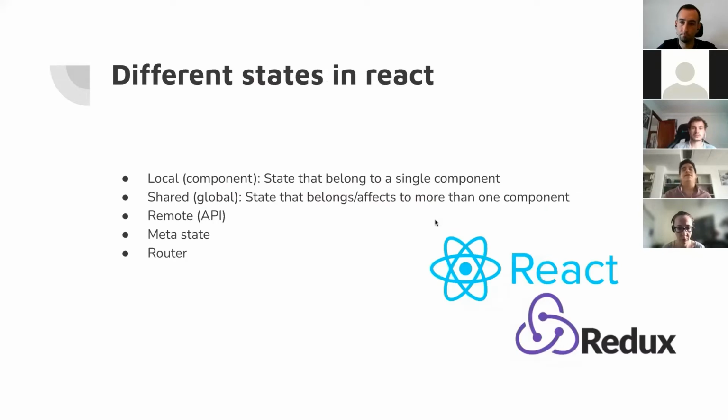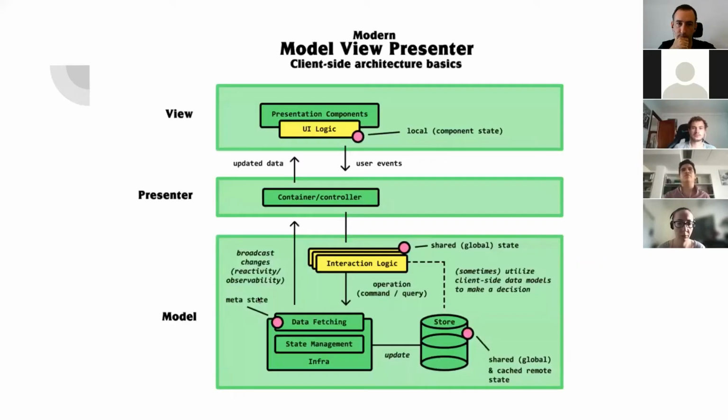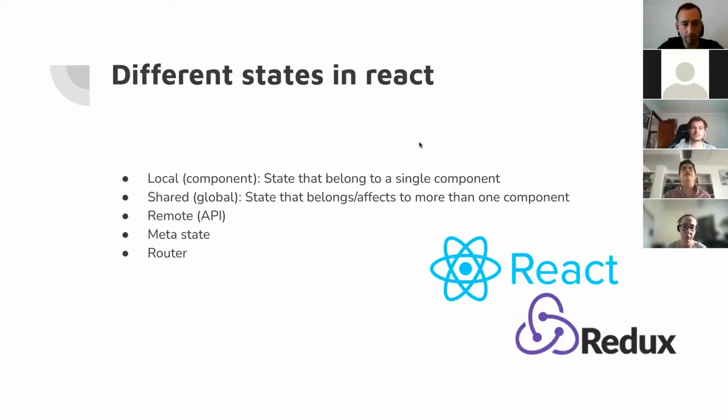And okay, the last thing we need to know before starting the practical part is that it's important to differentiate the different states that we have in React. We have, of course, the local state, which is the state that belongs to a single component, the UI logic. This state belongs to, for example, toggles or dropdowns, the selection of an option, not something very complicated. We also have the shared global state, which is very important here in React.